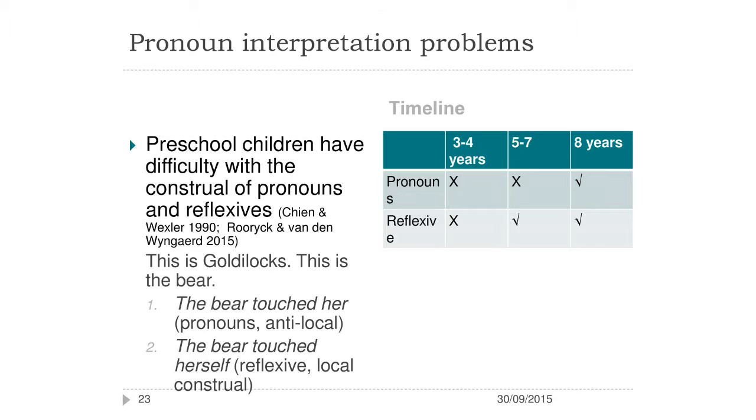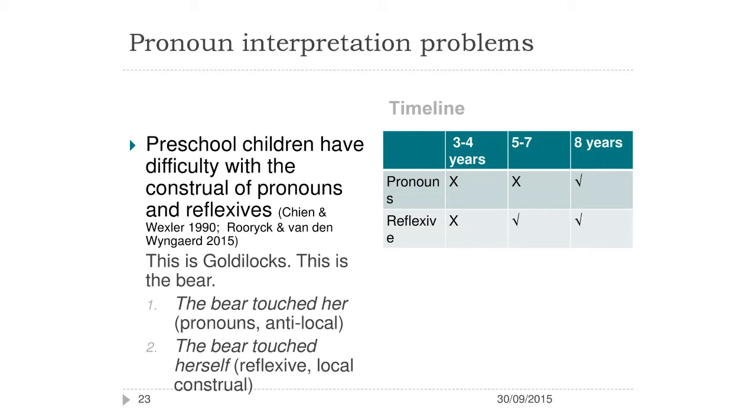So preschool children, this is a well-known fact in developmental linguistics, confuse pronouns and reflexives. So if you have a picture of Mama Bear and Goldilocks, and you say the bear touched her, you as an adult would interpret Mama Bear touching Goldilocks. But the kids might interpret it the same way they would interpret the bear touched herself. And reflexives are earlier, but still there are some problems early on in the 3 to 4 range, and they are much earlier than pronouns. And this has been studied in many, many languages, English, Dutch, Russian, and Icelandic.